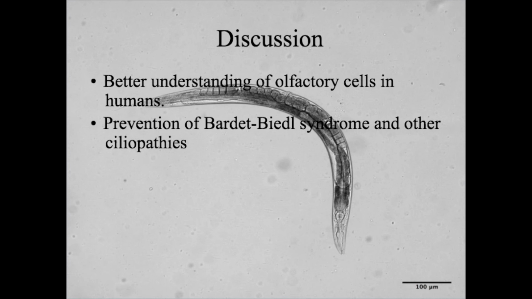The importance of this research was to examine the stimuli behavior response circuit to the chemical stimuli diacetyl in order to understand the signaling of olfactory cells in humans. The study of the BBS8 gene and its potential mutations could aid in the prevention of Bardet-Biedl syndrome as well as other various ciliopathies.